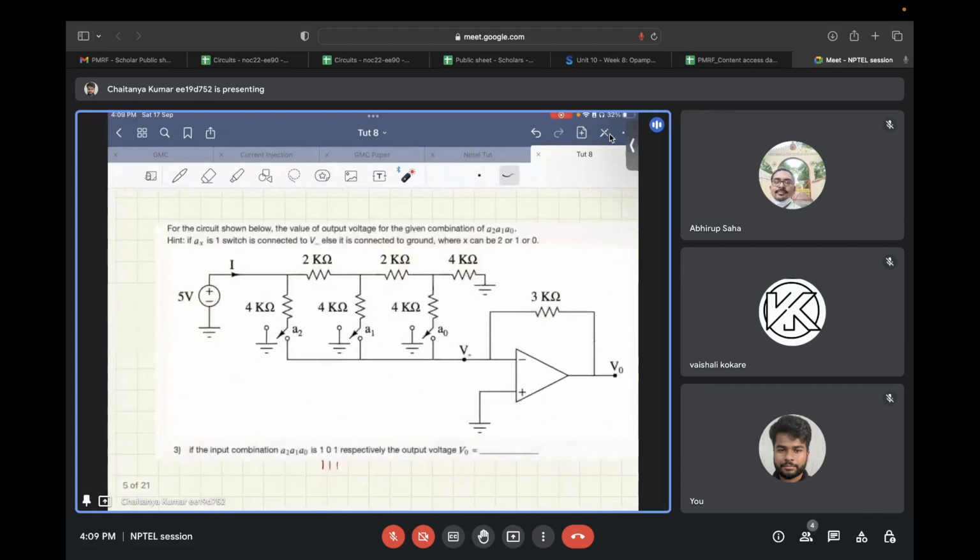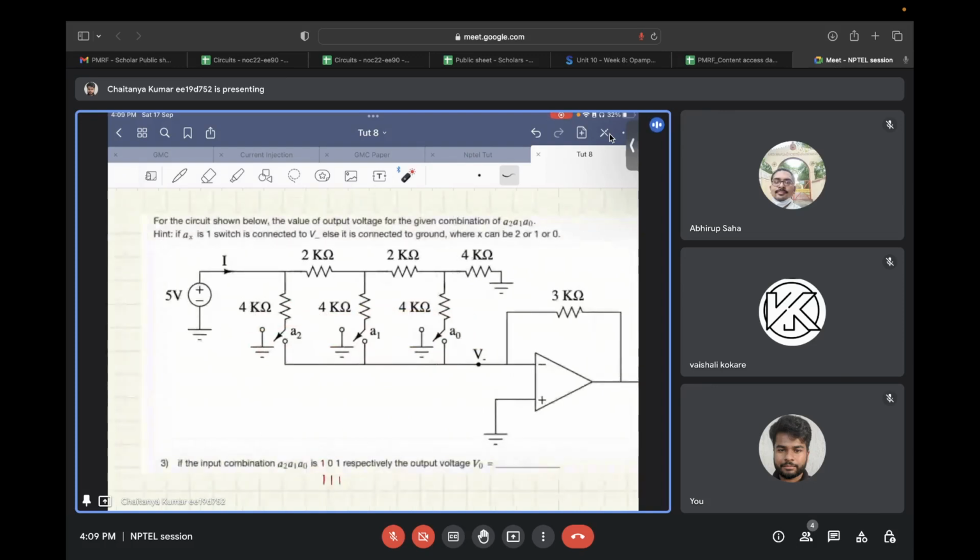Now in this question, you have an op amp and you have three switches over here, namely A2, A1, and A0. The function of the switches is that if A1 equals 1, then this will be connected like this. And if this is equal to 0, then this will be connected to ground so that no current from this flows into this. When it is 1, the current will flow like this, and when it is 0, the current will flow in this direction. The same is the case with A2, A1, and A0.